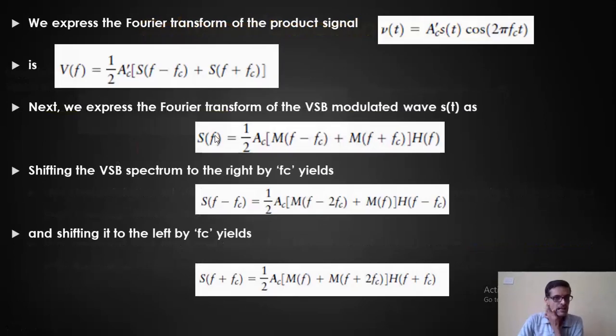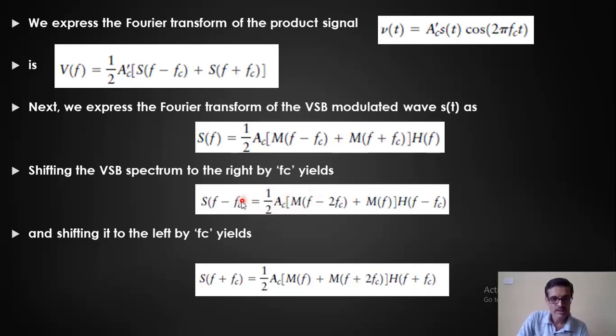I know what S of f is. S of f is given by this equation that I gave earlier: half of A_c times M of f minus f_c plus M of f plus f_c, into H of f. I'll substitute this back into these equations. Before that, I have to find S of f minus f_c and S of f plus f_c, then I'll come back to the equation of V of f. What is S of f minus f_c? I have to shift S of f to the right by f_c. What is S of f plus f_c? Shift left by f_c. That's it, either plus f_c or minus f_c. So let us do that first here.